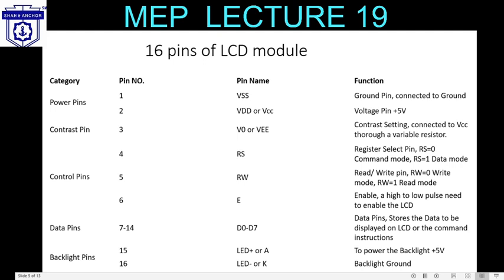So how many categories are there? 5 categories of pins: power pins, pin number 1 2; contrast pins 3 4; control pins 5 6; data pins 7 to 14; and backlight pins, pin number 15 to 16.